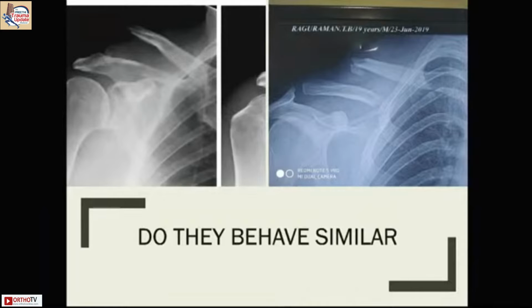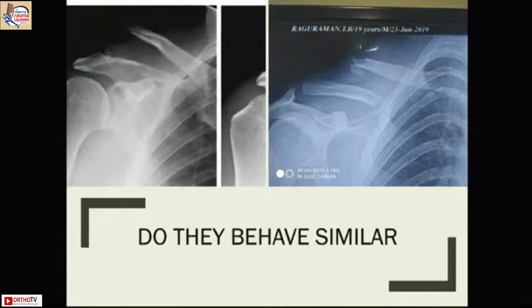Anyone? Is there anything specific you have to look for in this, because both are the same bone. You have a lateral end fracture of the clavicle, and this is a mid-shaft. What is the most important thing that will strike your mind? Yeah, since you are an acromioclavicular specialist, I think you were told.